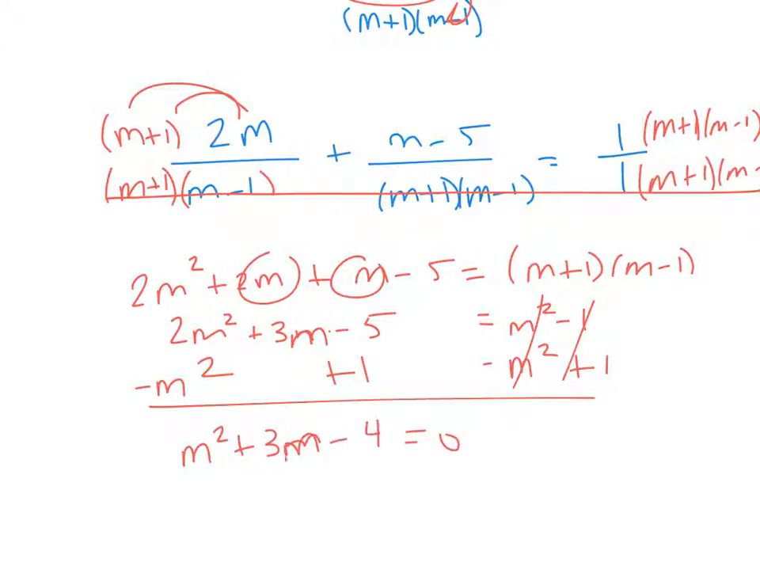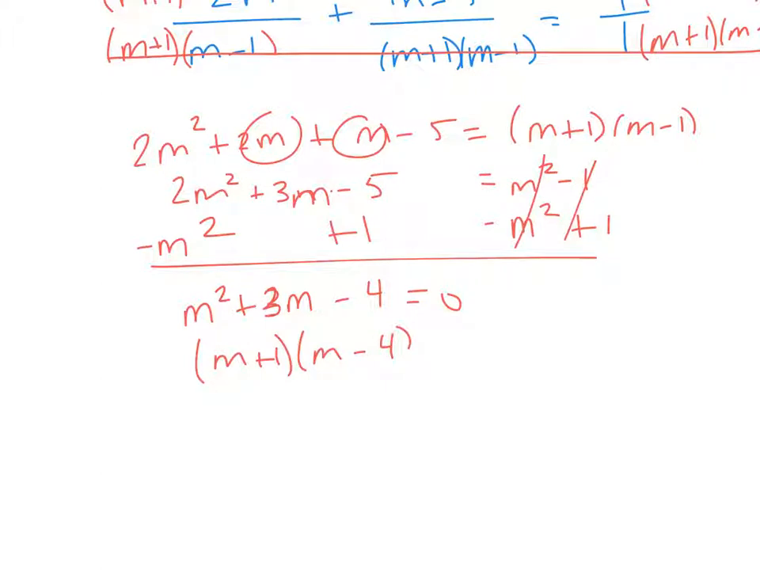Now because this is a trinomial, I am going to do a box, and I'm going to think about my factors of negative 4 that add to 3. So I'm going to factor m and m, different signs, and I'm getting 4 and 1. Now I did this wrong because now that I notice it, I want a positive 3, so I should have put the 4 here and the 1 there.